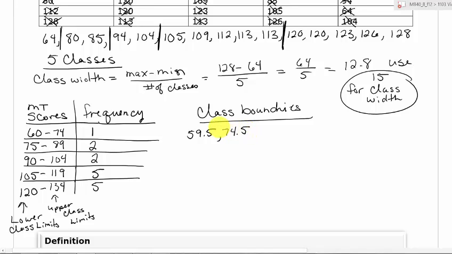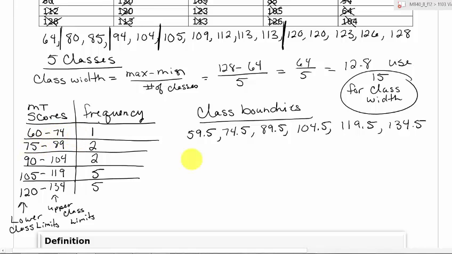And then you just keep on finding those midway points between the upper class limit and the lower class limit. So we have this one. Now we need to get this one. So that's going to be 89.5. The next one will be halfway between here, so 104.5. And then halfway between here, so 119.5. And now we need to go on the top end, so that would be 134.5. So that is the list of our class boundaries. This one was pretty easy because they're whole numbers.